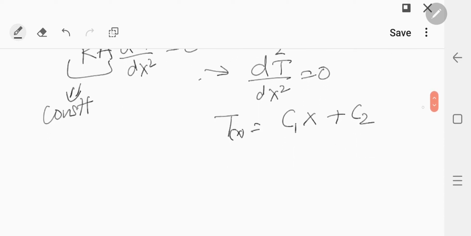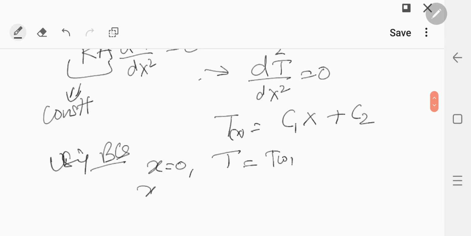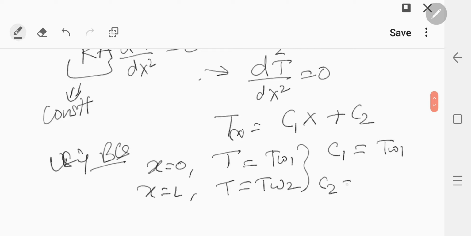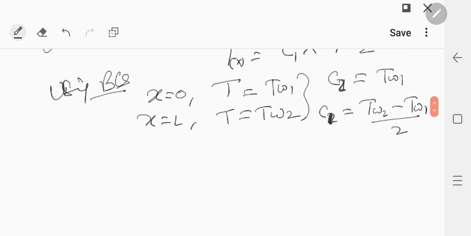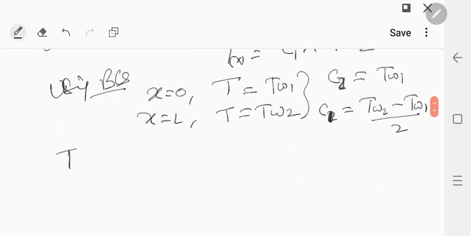Now, using boundary conditions, at x equal to 0 we have T equal to Tw1, and at x equal to L, T is equal to Tw2. Using these values we get the values of C1 and C2. Okay, somewhere I'm wrong. C2 is Tw1 and C1 comes out to be (Tw2 minus Tw1) by L. Corrections. Now if you substitute these values in the main equation, we have T(x), the variation of temperature within the wall.